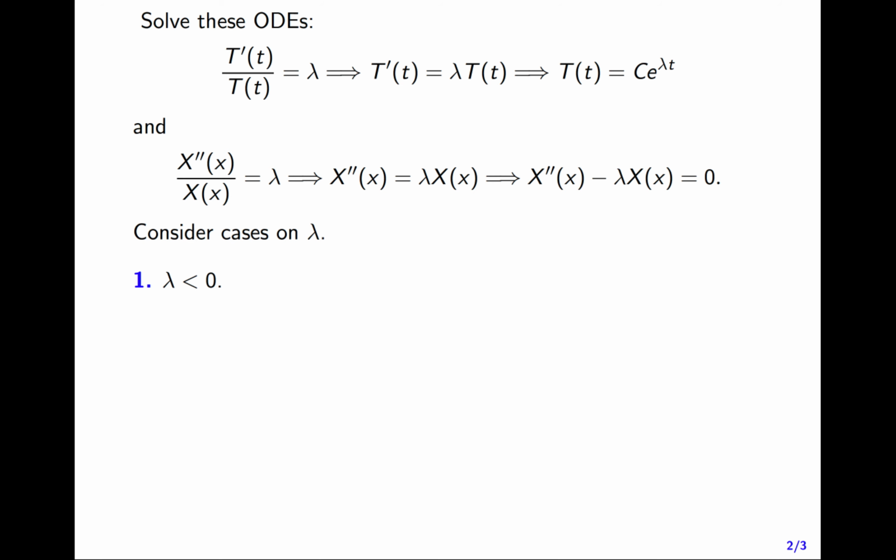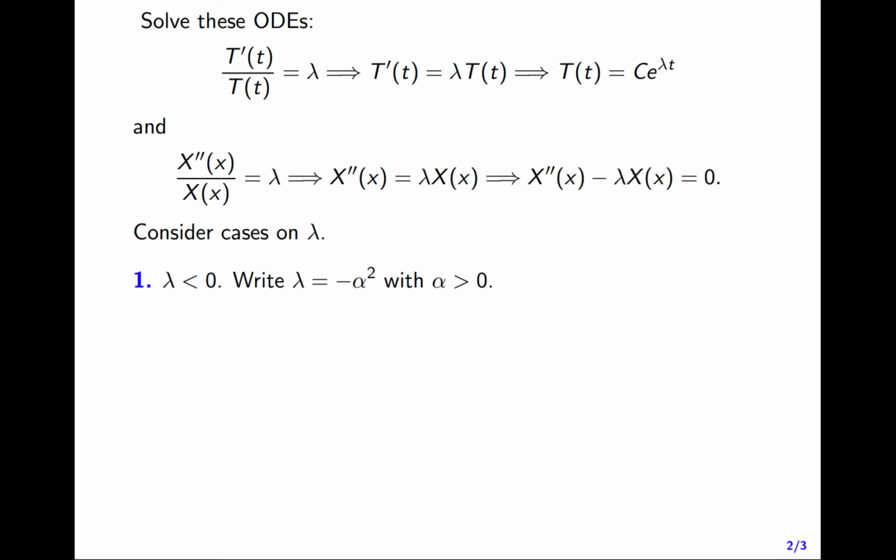It will be convenient in problems like this, when we split up into cases on a parameter, whether the parameter is negative, 0, or positive, to write lambda as lambda equals minus alpha squared with alpha greater than 0. Just a nice factoring. Trust me, this is a good thing to do, and you'll see us do it frequently. So the x ODE is capital X double prime minus lambda capital X equals 0, or if you like, capital X double prime plus alpha squared capital X equals 0.